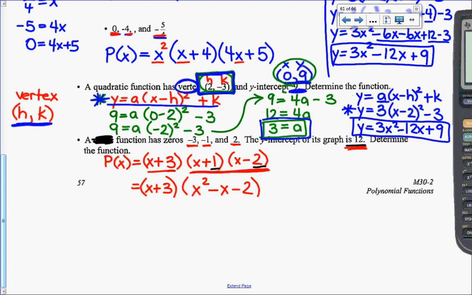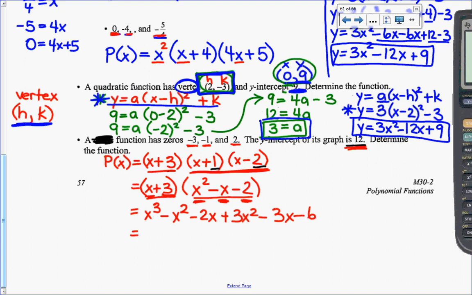Okay, now to multiply this binomial by this trinomial, I have to take the x and I'm going to multiply it by each term in this bracket. So I've got x times x squared, that's x cubed, x times negative x, which is negative x squared, x times negative 2, which is negative 2x. Then I'm going to do the same with this 3. I'm going to times 3 by each term in this bracket. So 3x squared minus 3x minus 6.